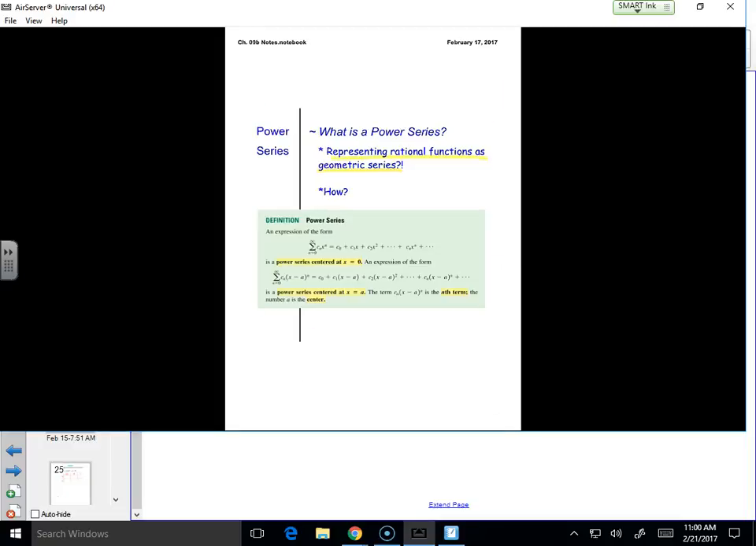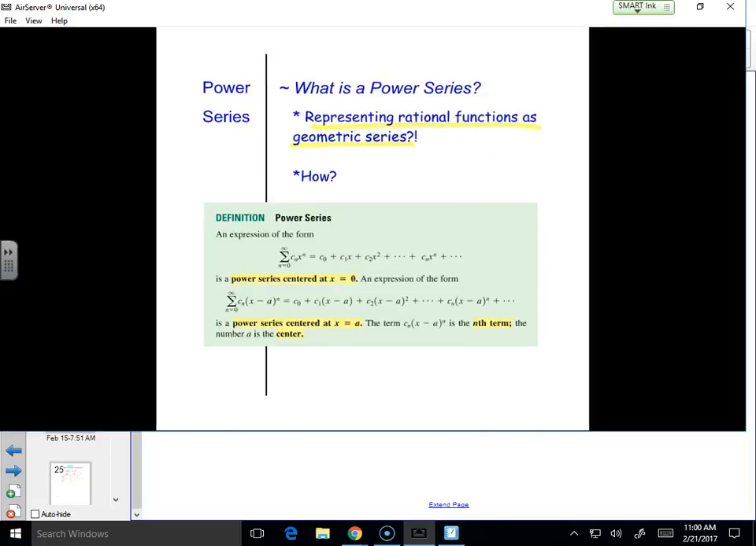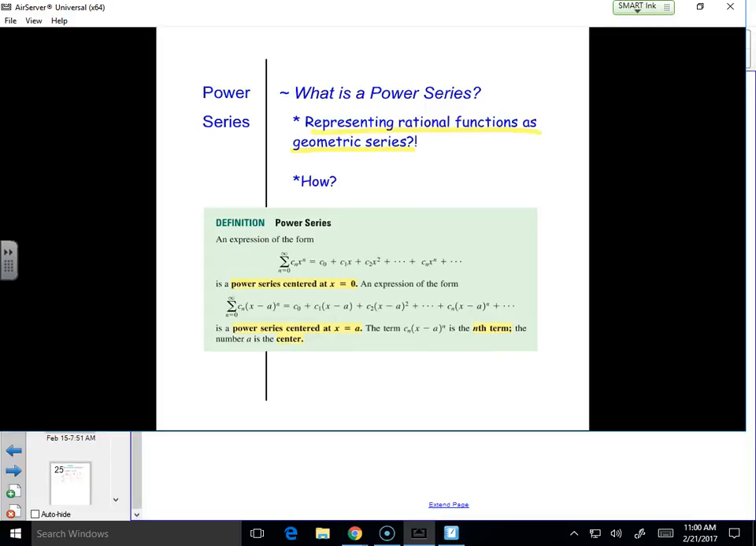We got to define what power series are. How does that help us with power series? It basically defines it. It gives us a basis to start from. So a power series is a series of powers. What? A series of powers. x to the 0, x to the 1, x to the 2, x to the 3, et cetera, et cetera.